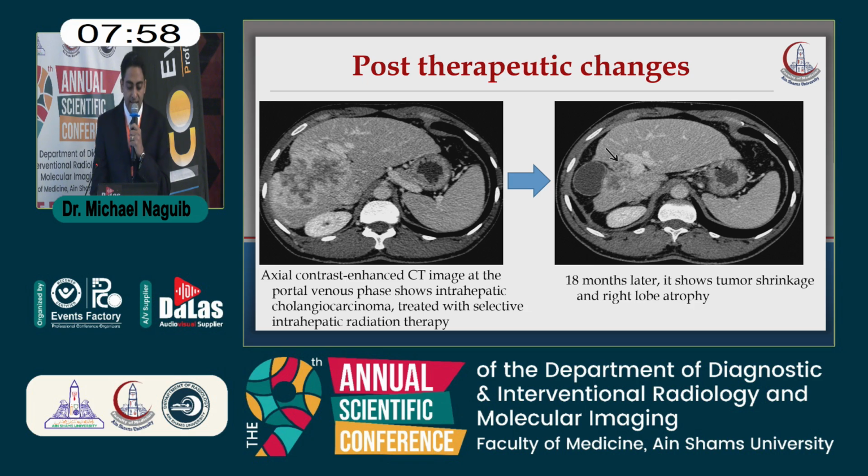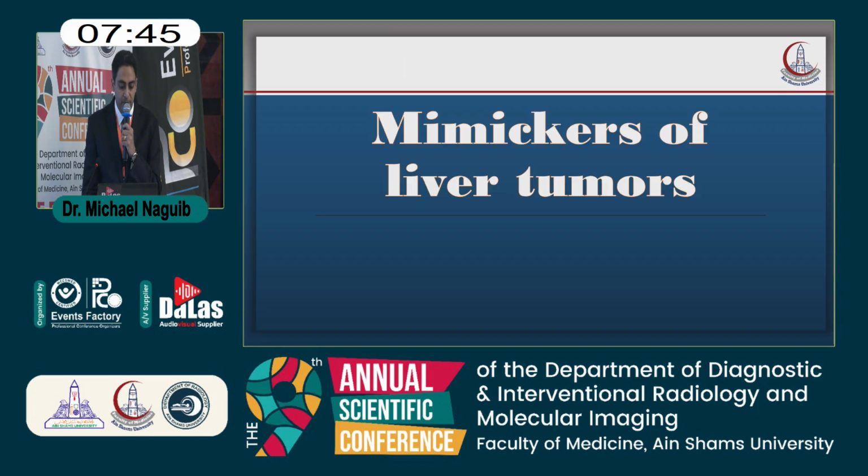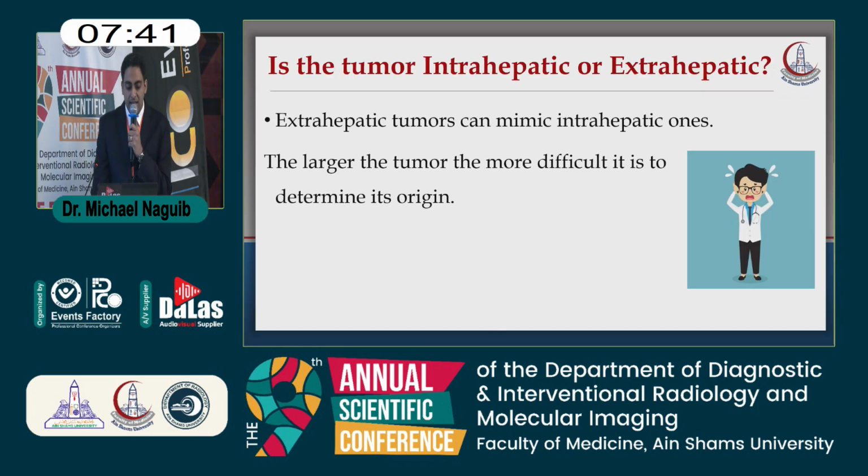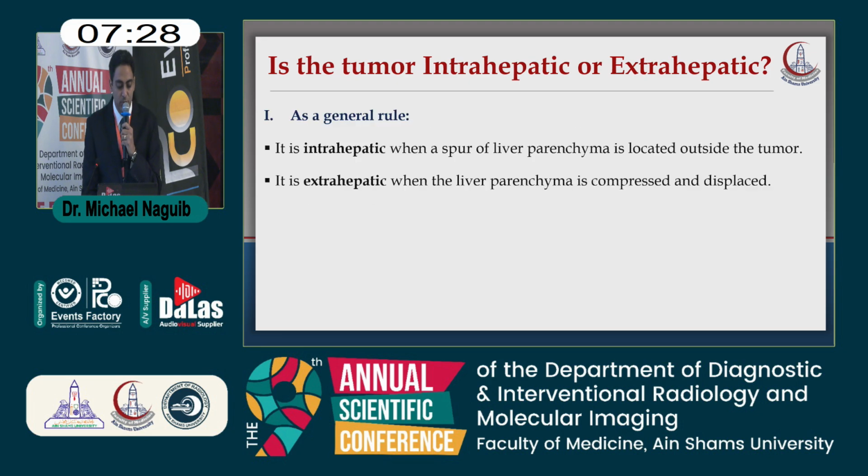Like in this axial contrast enhanced CT image, first case, it's a case of cholangiocarcinoma, which was further treated with radioembolization. It shows tumor shrinkage and also the right lobe shows atrophy. Second, the main mimickers of liver tumors. The major mimicker of liver tumor is whether the tumor is intrahepatic or extrahepatic, as extrahepatic tumors can mimic intrahepatic ones, and the larger the tumor, the more difficult to identify its origin.